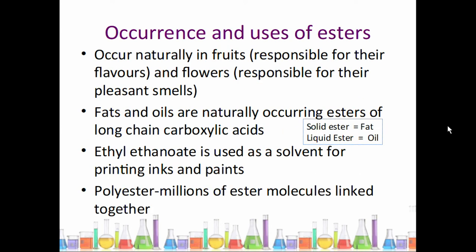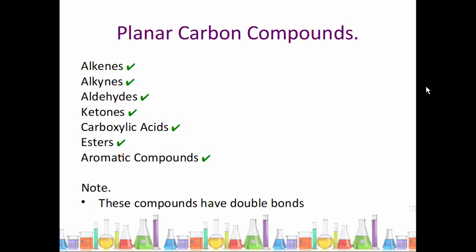Some occurrences and uses here, they occur naturally in fruits and flowers, giving them their flavours and smells. Fats and oils are esters as well. They're long chain carboxylic acids converted into esters. Ethyl ethanoate that we mentioned earlier on is used as a solvent for inks and paints. And polyester, something I'm sure you've all heard of or seen inside clothing, is millions of ester molecules linked together. So that is the end of our organic carbon compounds part of this chapter.